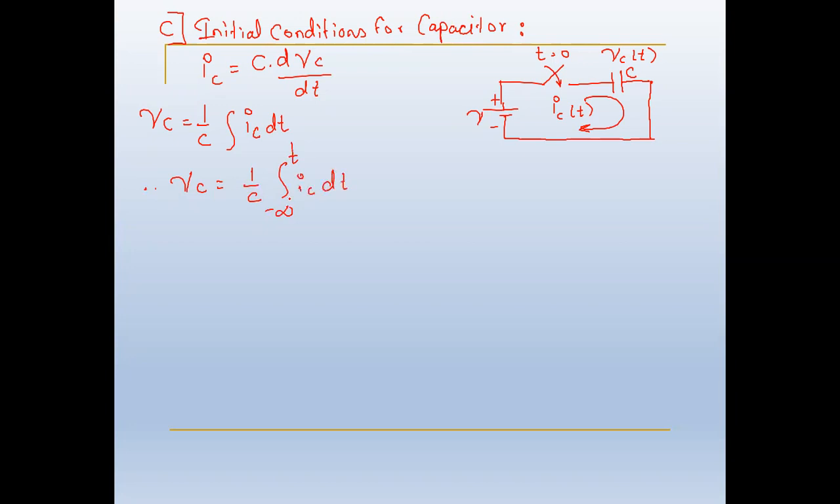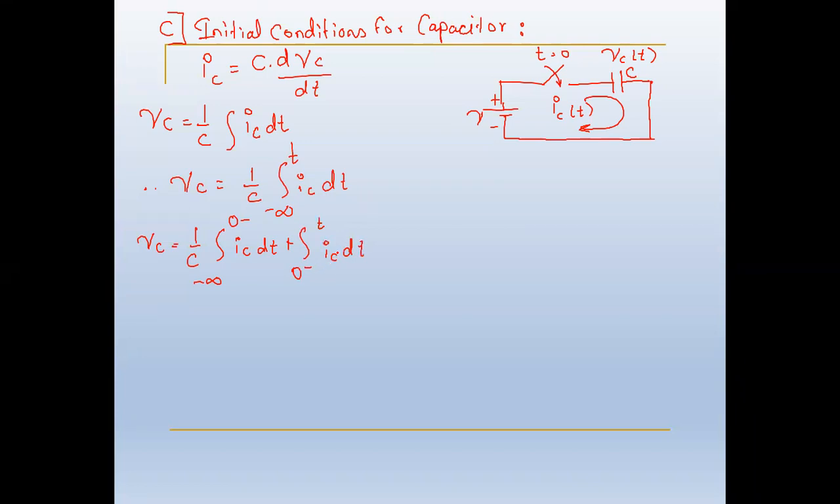Again, what do we have to do? We have to split the integration, again to check the switching action. When the switching action takes place at t is equal to 0, we need to split the equation. So the equation will now be Vc is equal to 1 upon C integration from minus infinity to 0 minus of Ic dt, plus integration from 0 minus to t of Ic dt.